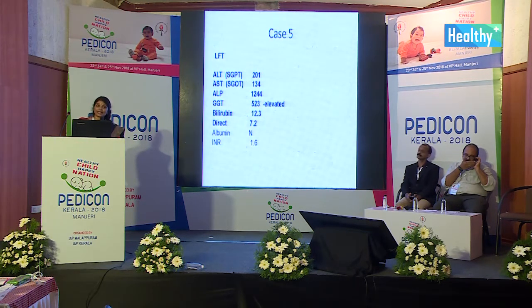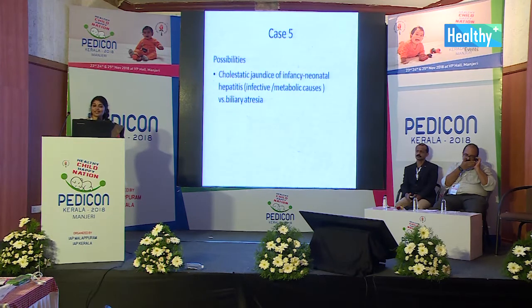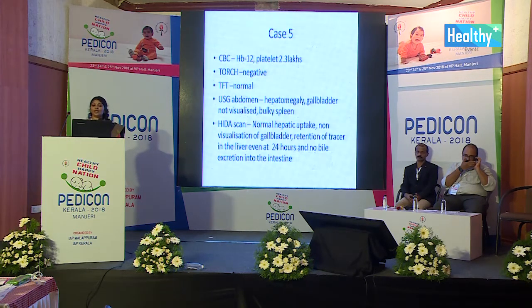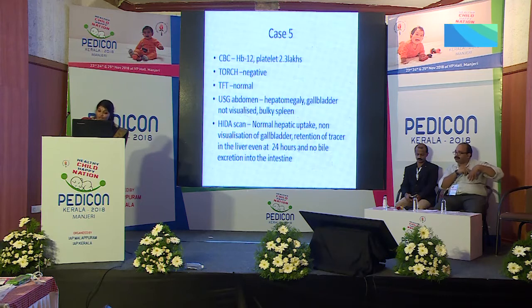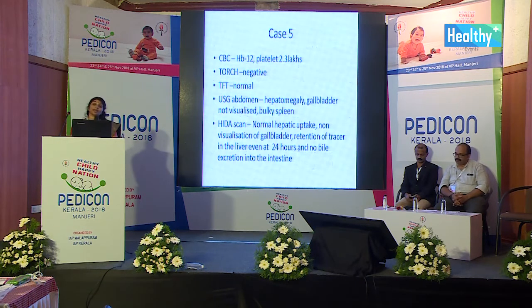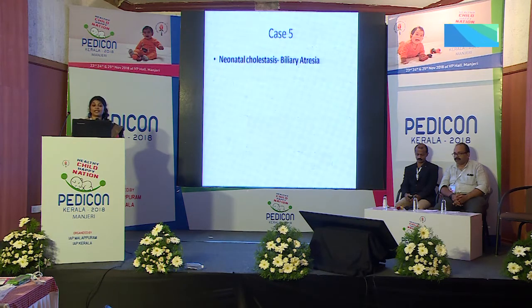Again, there is an enzyme elevation with a GGT elevation. So cholestatic jaundice of infancy, neonatal hepatitis versus biliary atresia is a possibility. USG showing hepatomegaly, gallbladder is not visualized, bulky spleen, and HIDA is showing a normal hepatic uptake, non-visualization of gallbladder, and no excretion of tracer into the intestine. Retention of tracer in the liver itself. So this is a biliary atresia.